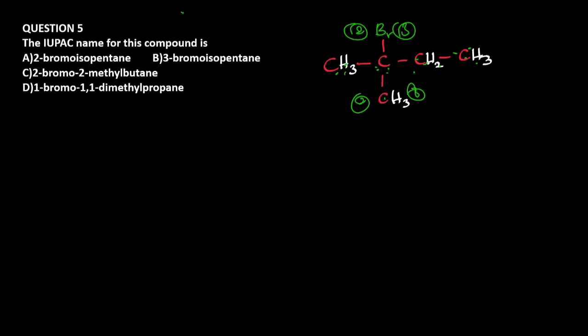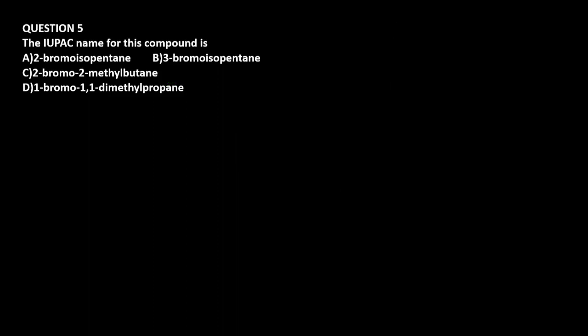So to name it, I already know that my answer will end in butane. So let's name it: 2-bromo. We have 2-bromo, we also have 2-methyl, then butane. Which one should come first? Arrangement also matters. B comes before M. Definitely we'll say 2-bromo-2-methylbutane. So C is correct.